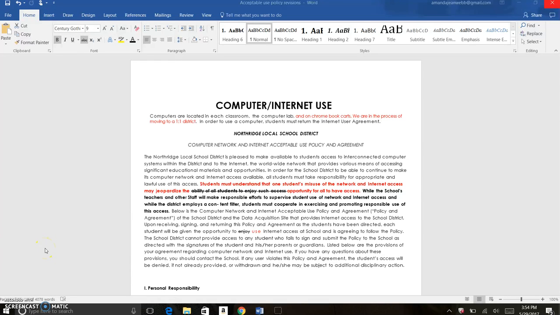Hello, this is my acceptable use policy and agreement. I went ahead and did my school district where I teach, which is Northridge Local School District, and I found our acceptable use policy and made some changes on it. My changes are in red.